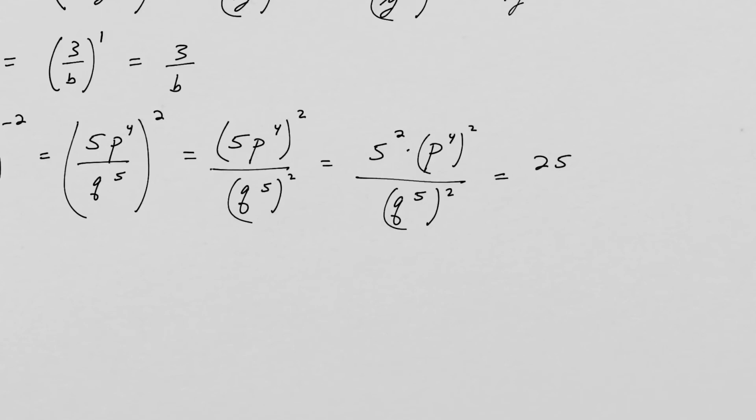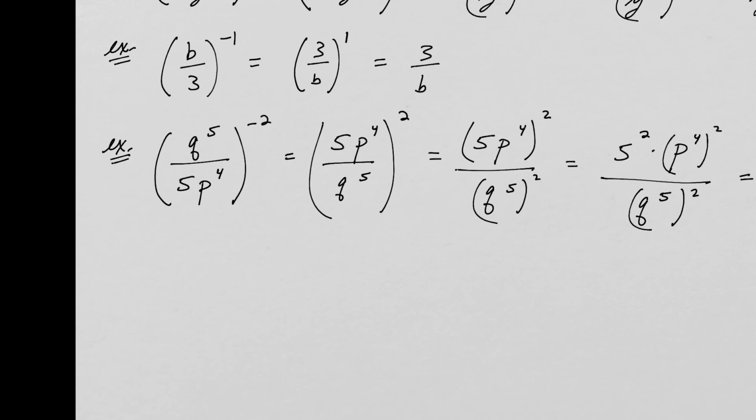That's 25. And then now I need to use the power rule. So if I have p to the 4th squared, then remember the rule is I multiply the exponents, right? If I raise a power to a power, I multiply the exponents. So this is 8. And in the bottom, same thing. It'd be q. What would it be? It would be 10, right? So that would be my answer. 25 p to the 8th over q to the 10th. So this thing just simplifies to that.